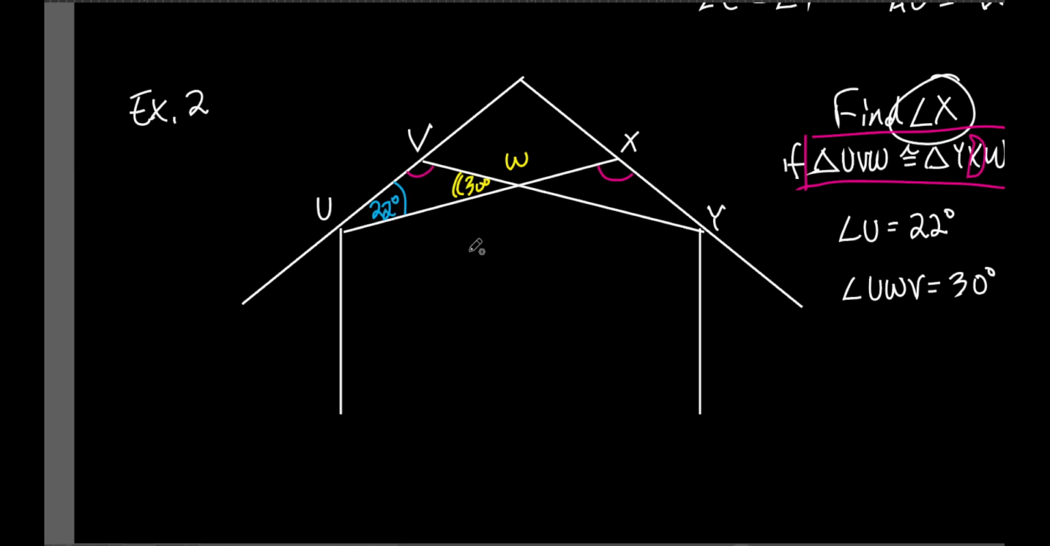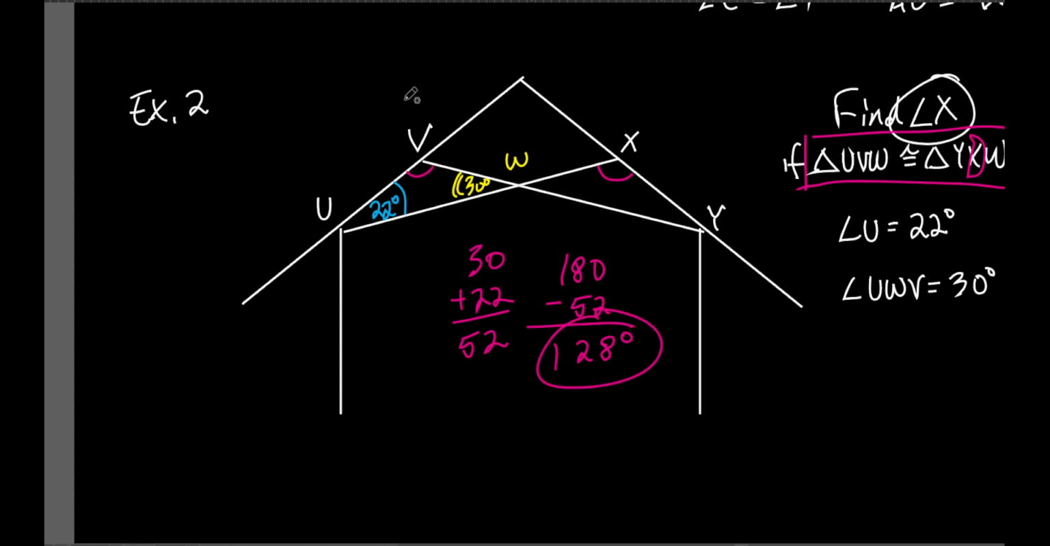Add them up. Okay, so let's add them up. 30 plus 22 is what? 52. Does that mean that angle's 52? No, what do I do? You're right, you got it. So you remember that stuff. So I take it away from 180. And what's that? 128, is that right? So there you go. So angle V is 128 degrees.